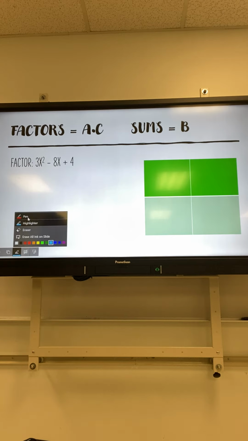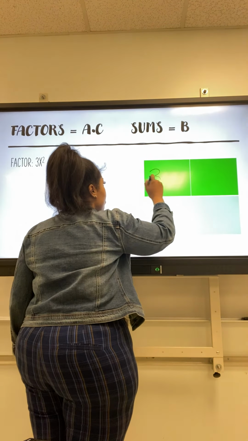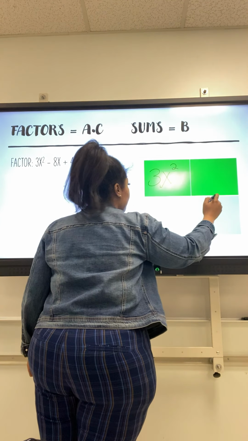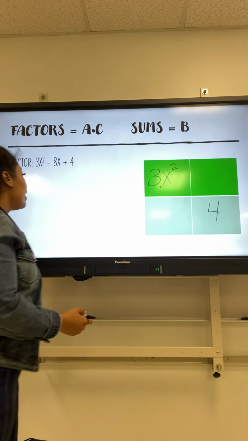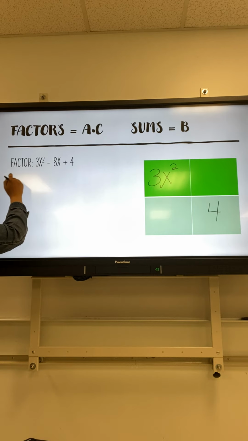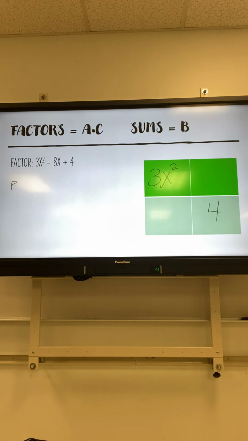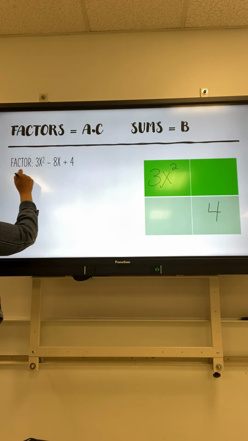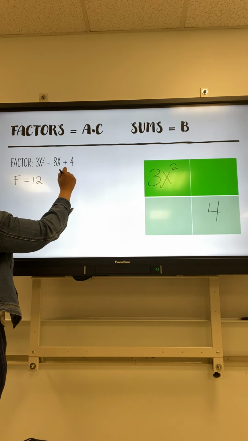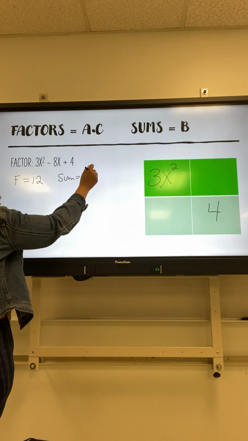Okay, hopefully you paused the video, and let's see if you set up your problem the same way that I did. So I start with 3x squared and positive 4. And then looking at this, I'm looking for factors of, I'm going to use F and S for factors and sums like I did on Monday, just abbreviating a little bit. So I want factors to equal 12, and I want the sum to equal negative 8.